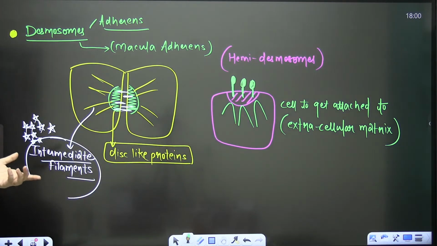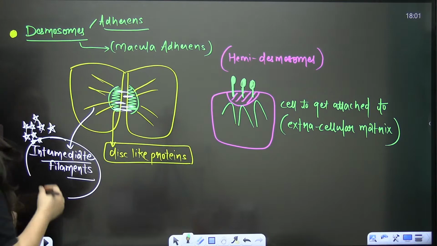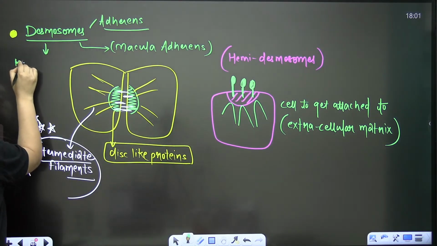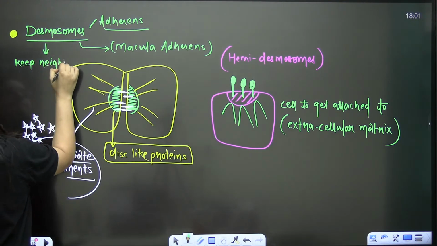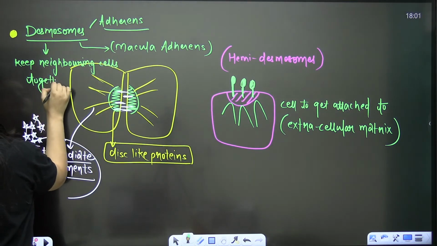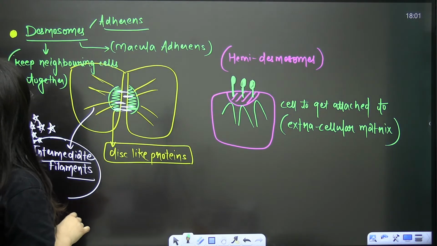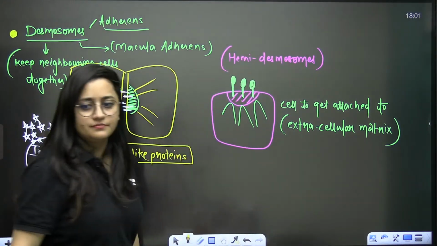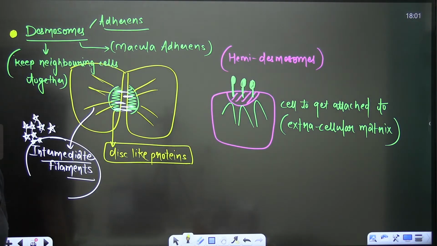Is it clear? So it is meant for joining. These desmosomes, the adhering junctions, are meant for cementing, to keep the neighboring cells together. Are you sure?